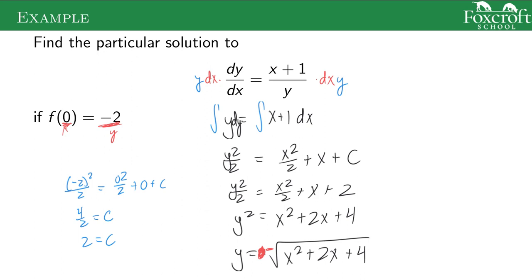So I actually want the negative square root to make sure when I do put in 0 to get my particular solution, I get negative 2. If you take the square root of a number, you always get a positive number, but that negative will make sure it actually fits the initial condition we have.